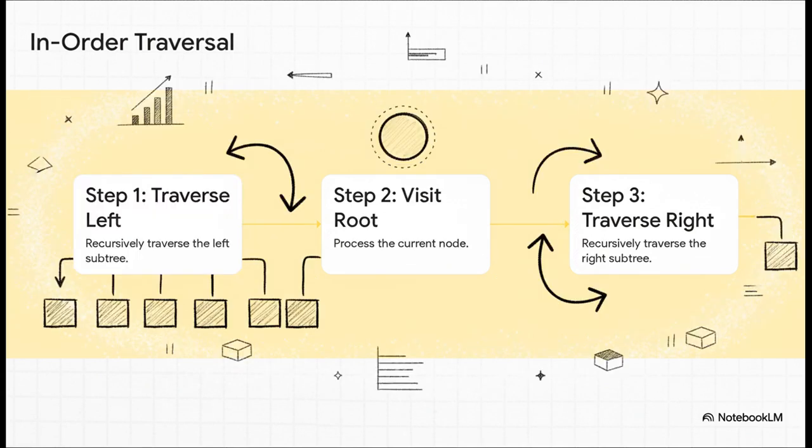Next is in-order traversal. Notice the difference? Here, you explore the whole left side first. Then you visit the root, and finally, you explore the whole right side. The root gets visited in between its children. Now, file this one away because this pattern is absolute magic when your data needs to be sorted.